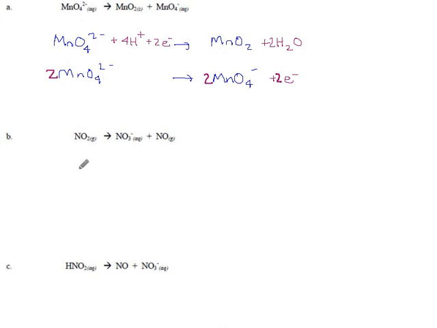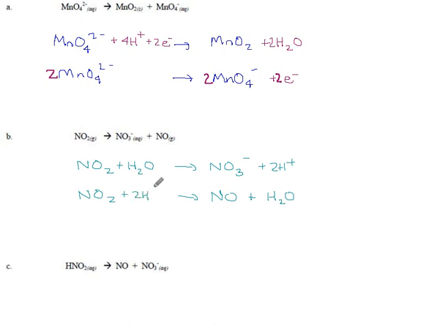Okay, so the only reactant we have is nitrogen dioxide. Some of it turns into nitrate ion. And some of it turns into nitrogen monoxide. Balance everything that isn't oxygen and hydrogen. Every one of these contains one nitrogen, so no trouble there. Two oxygens versus three. The left side needs an oxygen. Two oxygens versus one. Hydrogen, two on the left, none on the right. Two on the right, none on the left.